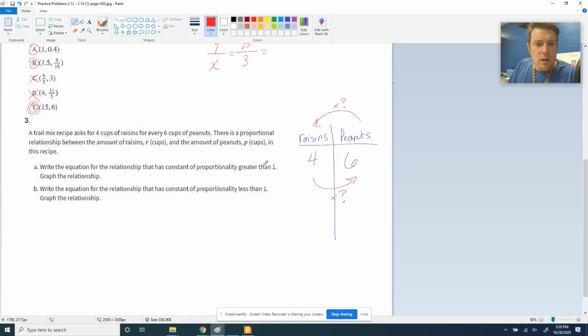The one that would be greater than 1 would be the one that's improper, 6 to 4. The one that is less than 1 is going to be that ratio that is proper, because 4 out of 6 is less than 1 as a proper fraction. So for my equation for greater than 1, I'm going to use 6 fourths. And for my equation that's less than 1, I'm going to use 4/6. Now, to make that a little easier, I can simplify this to 3/2 and 2/3.